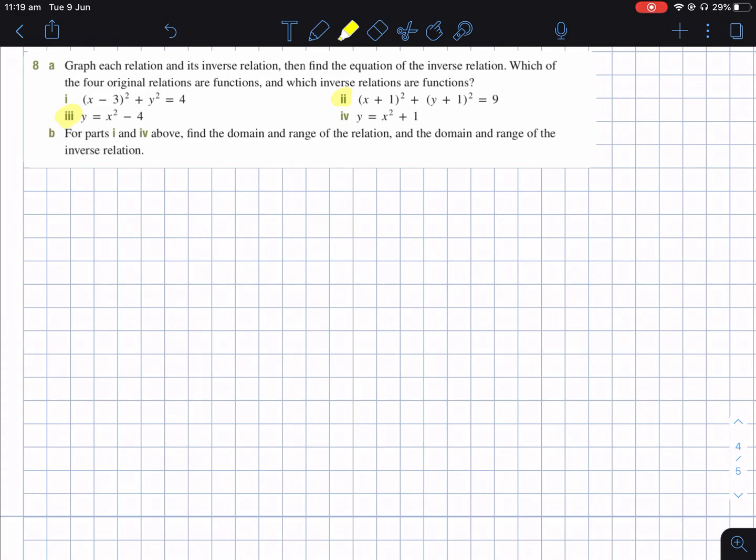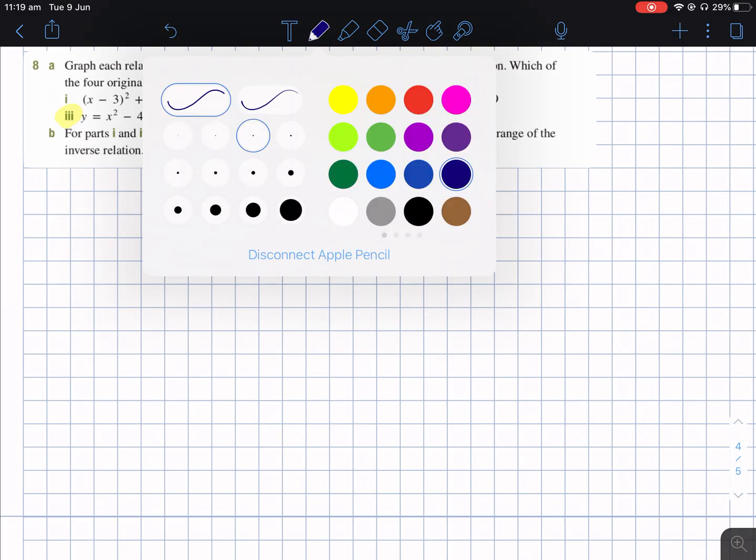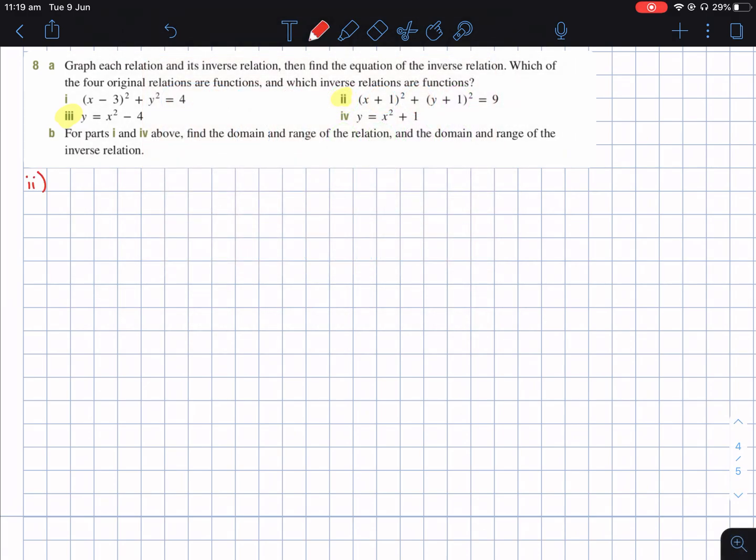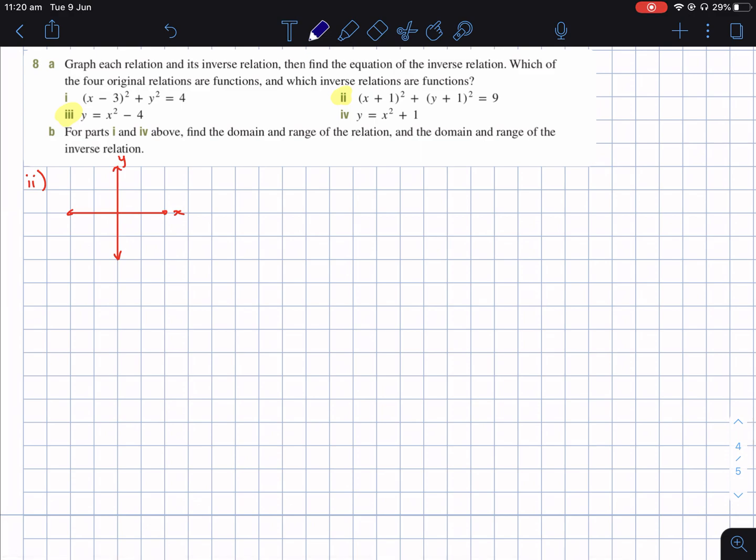All right, question 8, we've got a graph and then we've got to find the equation of the inverse. Okay, so for part II, this is literally a circle, center -1, -1, radius 9. Which means x plus 1, so we're center -1, y plus 1, center -1, radius, sorry, radius 3, because 3 squared is 9.